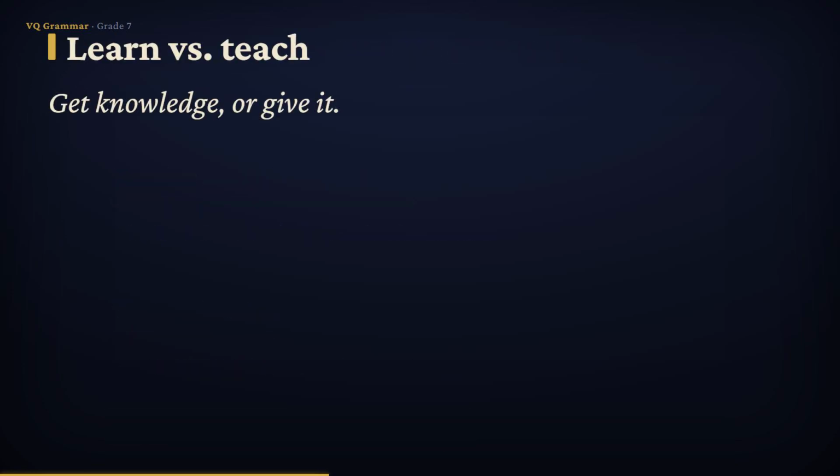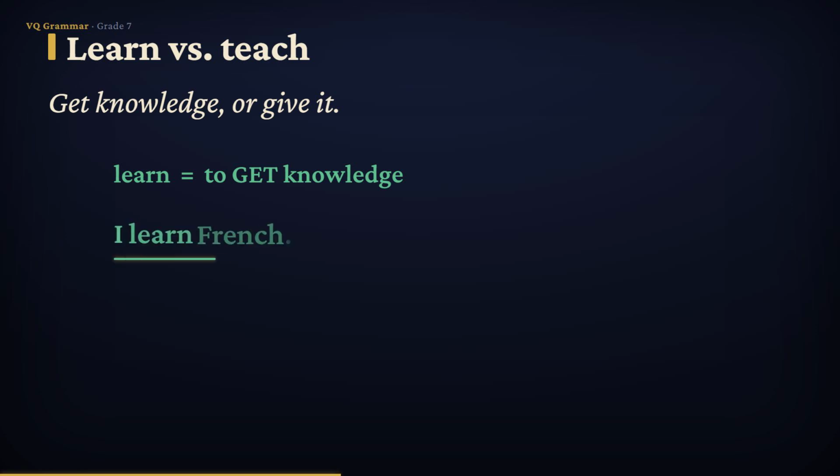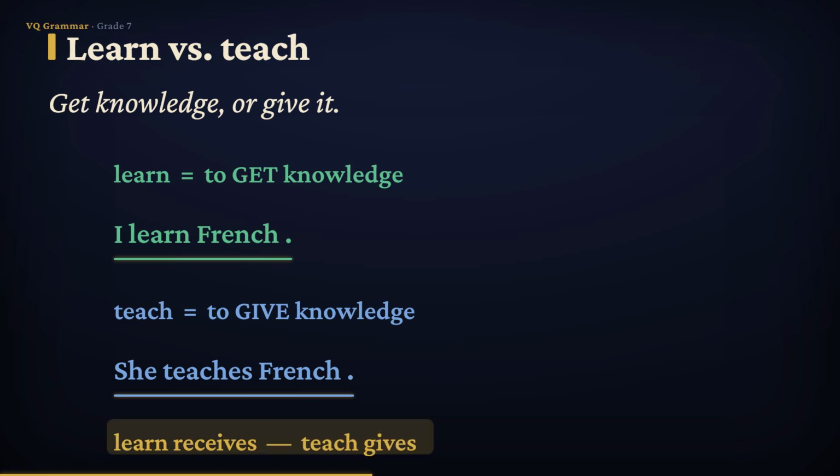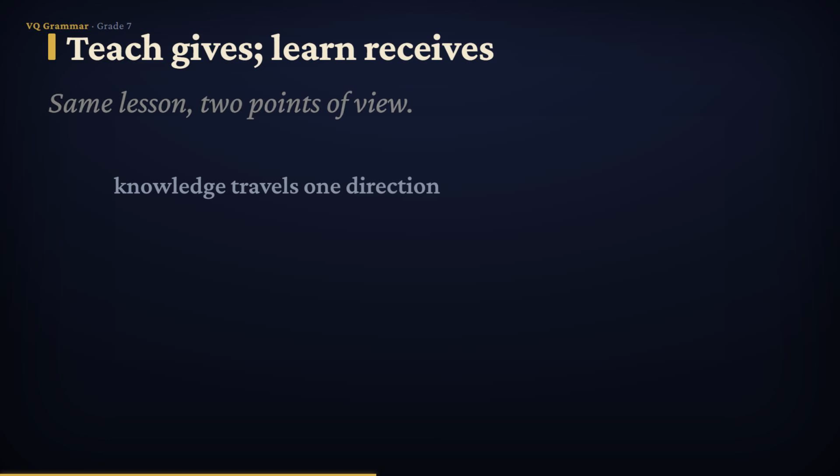Now, learn and teach. To learn means to get knowledge. You take it in for yourself. For example, I learn French. I am the one gaining the skill. To teach means to give knowledge. You pass it to someone else. For example, she teaches French. She hands the skill to her students. So learn receives, while teach gives.